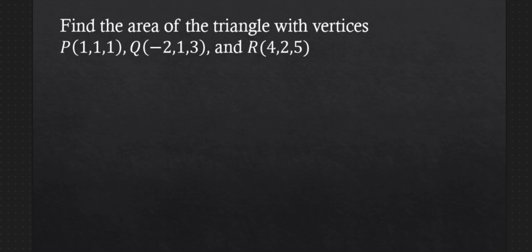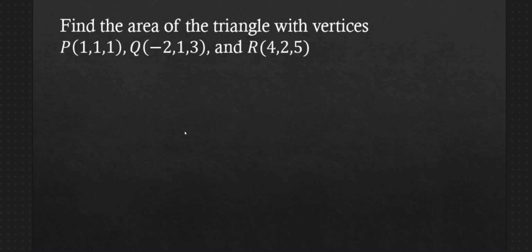In this example problem, we are finding the area of a triangle with the given vertices, and we're going to use the cross product to do this. Remember that the cross product of two vectors gives the area of the parallelogram formed by those two vectors. So I'm going to play around a little bit with GeoGebra and try to visualize this.